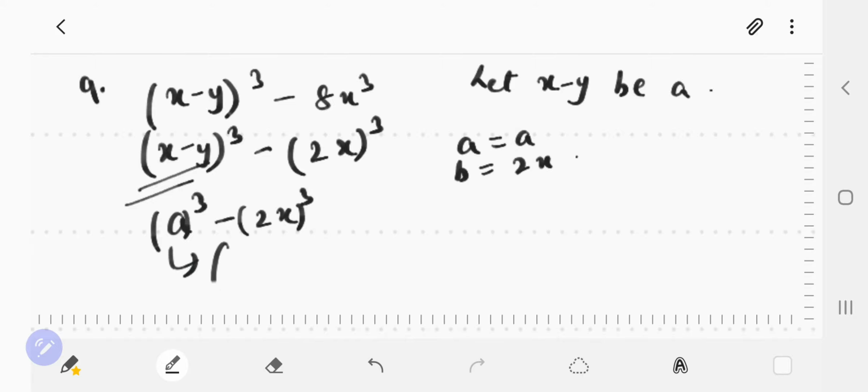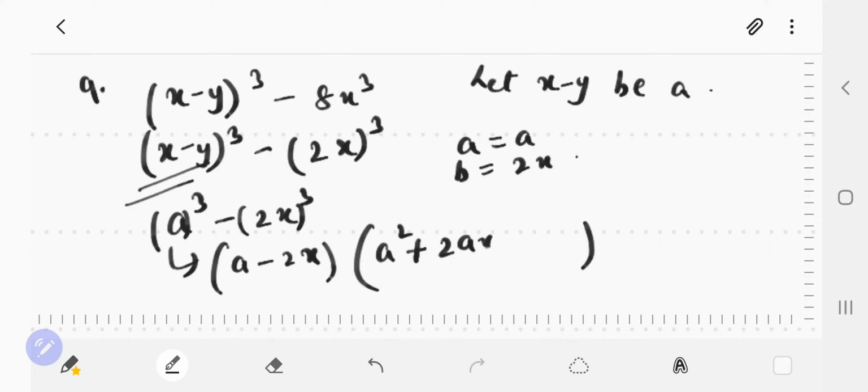Identity you know already: first term minus second term, so a minus 2x, and in your next bracket will be first term square, so a square plus first term into second term, that is 2ax, plus second term square, that is 4x square. Got my point clear?